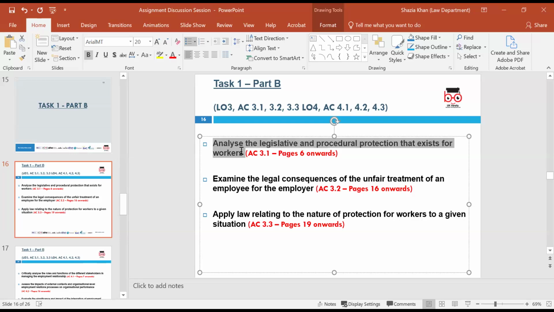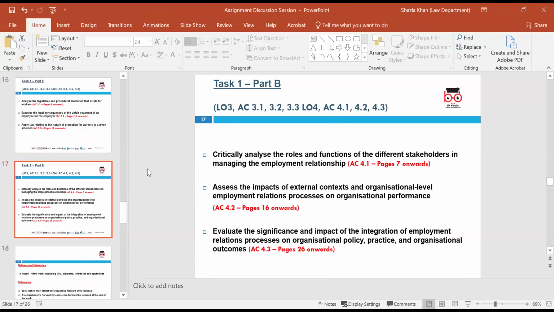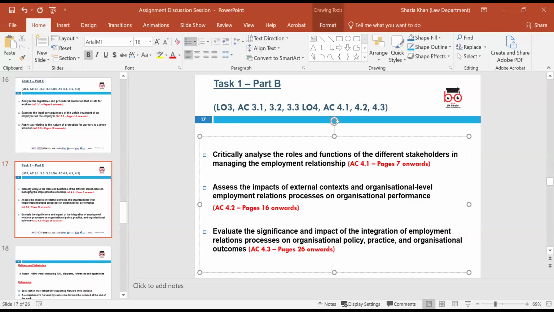Make sure each one is a heading and you write under the heading. Make sure each one, do not change the wording of it. Then this is the other part, part B, the other question. So critically analyze the roles and functions of different stakeholders in managing employment law relations.